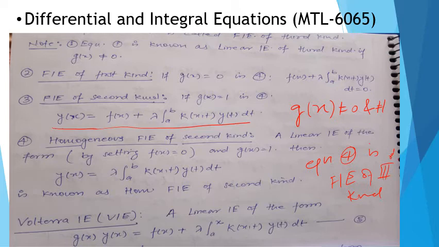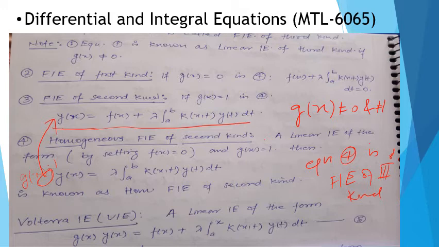Homogeneous Fredholm integral equation of the second kind: a linear integral equation of this form, by setting f(x) equal to 0 and g(x) equal to 1. Here f(x) is 0 and g(x) is 1. Then this equation is known as the homogeneous Fredholm integral equation of the second kind.